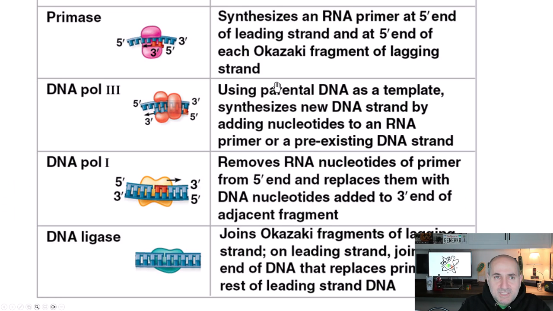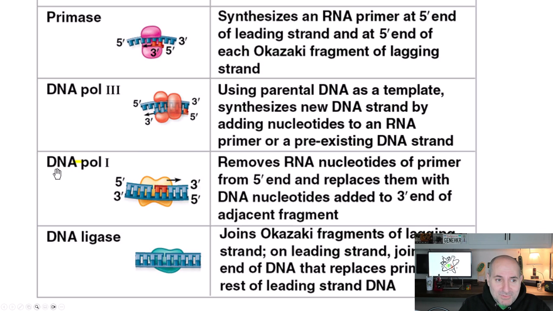And here we can see some of these major players. Let's just do a quick review here. Primase. Remember, another term for primase is RNA polymerase. Primase, or RNA polymerase, synthesizes an RNA primer at the 5' end of the leading strand and at the 5' end of each Okazaki fragment of the lagging strand. Remember, you need primase to put down a primer so that DNA polymerase 3 can take over. DNA polymerase 3 uses the parental DNA as a template, synthesizes a new DNA strand by adding nucleotides to an RNA primer or pre-existing DNA strand. This is because DNA polymerase 3 cannot begin a new strand of DNA.